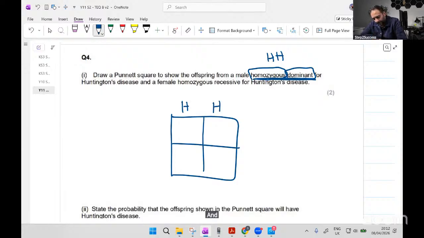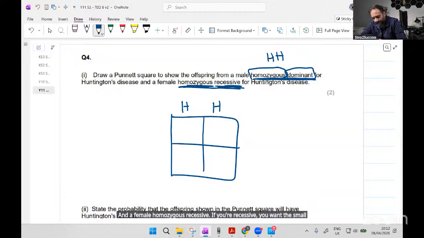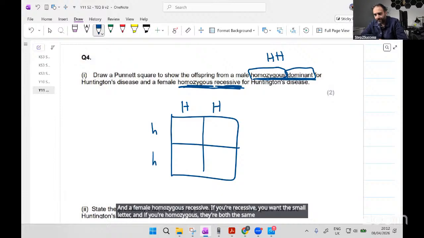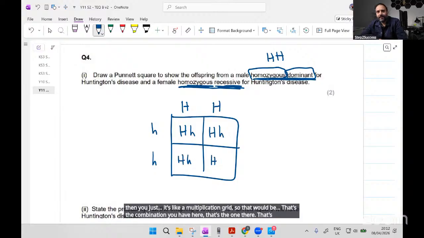And a female homozygous recessive. If you're recessive, you've got the small letter, and if you're homozygous, they're both the same. So two little h's. And then it's like a multiplication grid. So that would be the combination you have here. That's the one there. That's the one there. And that's the one there. And that would be it.